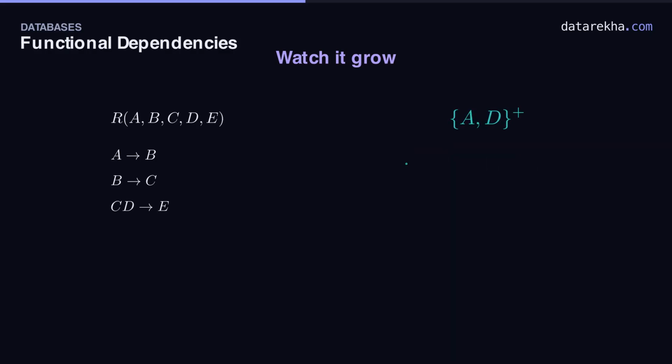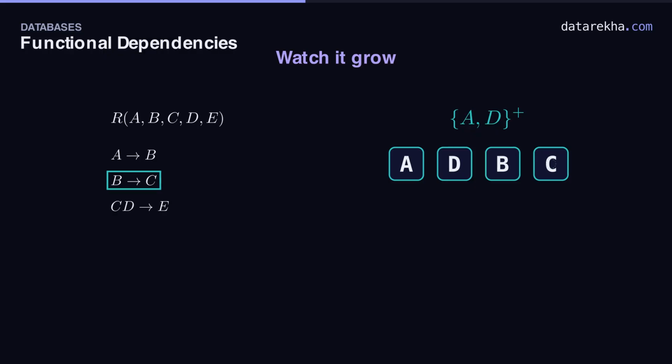Now the twist. Compute the closure of A and D together. Seed it with both. Watch what that spare D unlocks. As before, A gives B, add B. Then B gives C, add C. We hold A, D, B, and C. That second rule chained in, so C has joined. The set is A, D, B, C.